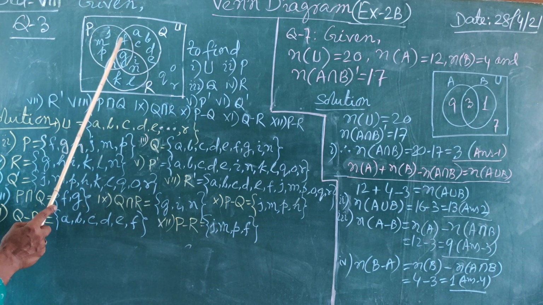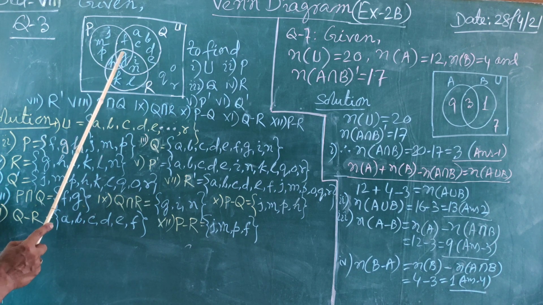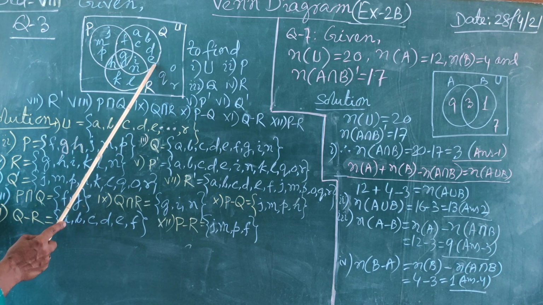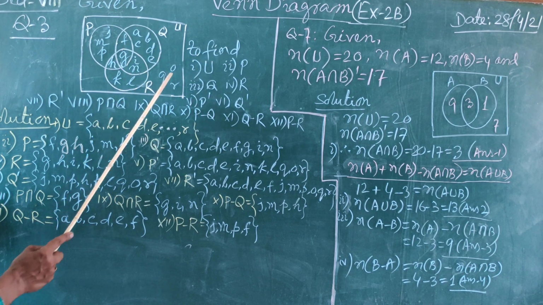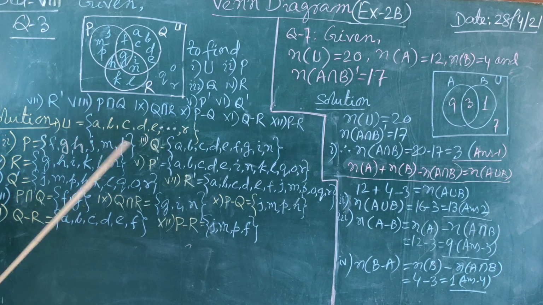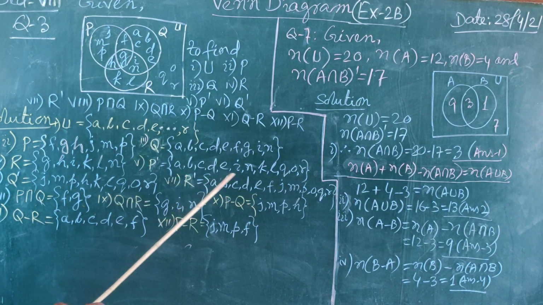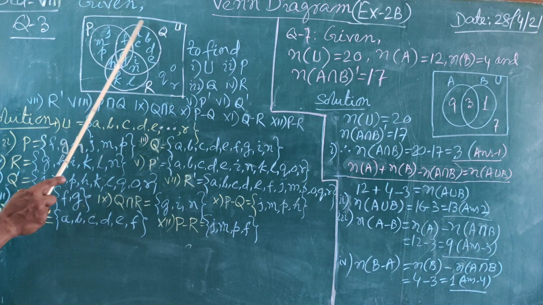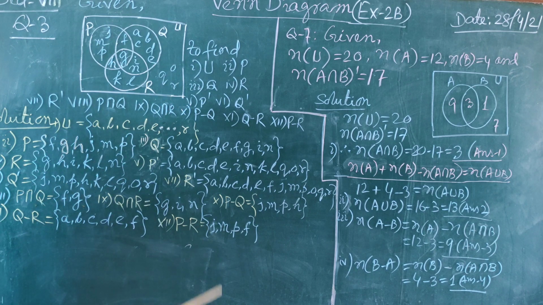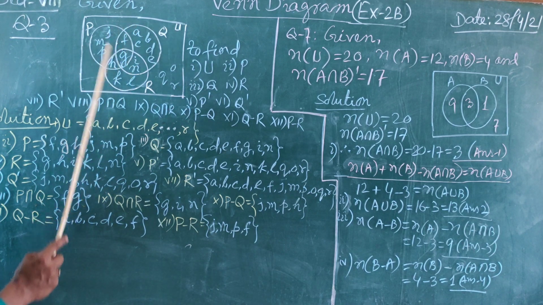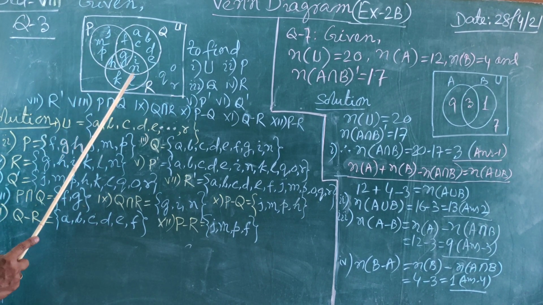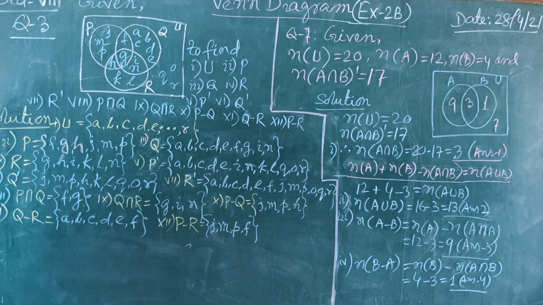Now P complement, leaving these elements, that means leaving 1, 2, 3, 4, 5, 6, 7. Rest all, including this. So it will be A, B, C, D, E, I, N, K, L, O, Q, R. That will be P complement. Now Q complement will be leaving the Q region, all the elements in it. So these all you have to leave. So the elements are J, M, P, H, K, L, O, Q, R. You can write them down putting commas between all these elements.